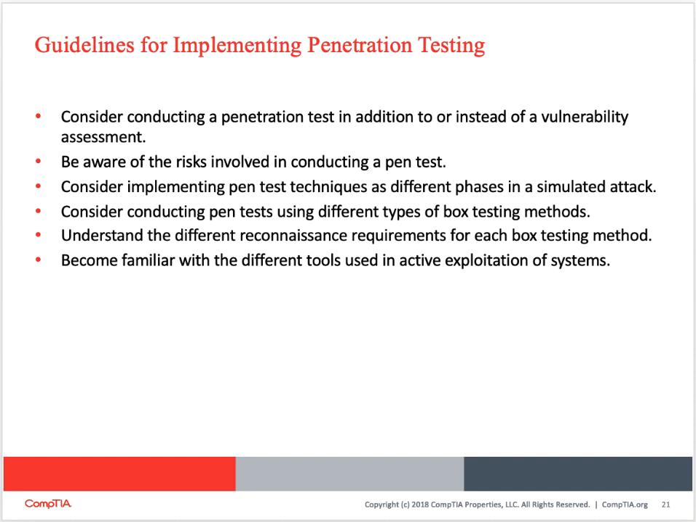Then we want to understand the different reconnaissance requirements for each box testing method. Remember, black box testing requires the most reconnaissance. White box testing requires little to none. And then gray box testing is going to be in between. And then also become familiar with the tools used in exploitation of systems. So this includes all those command line tools I just went over. This involves some of those vulnerability scanners that we went over.